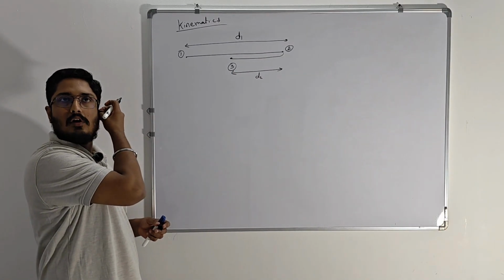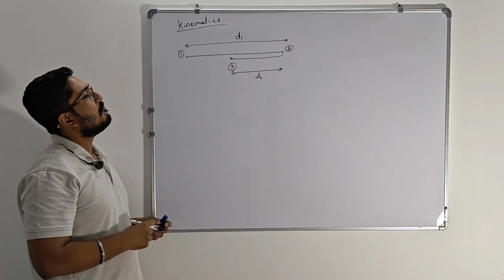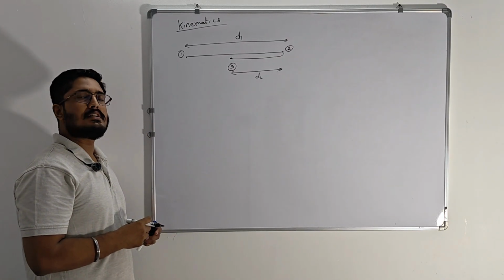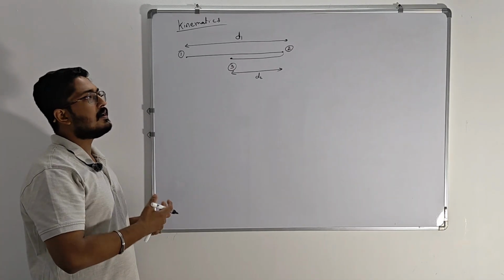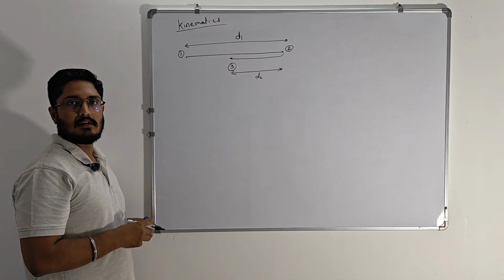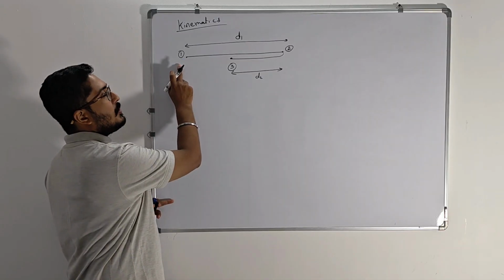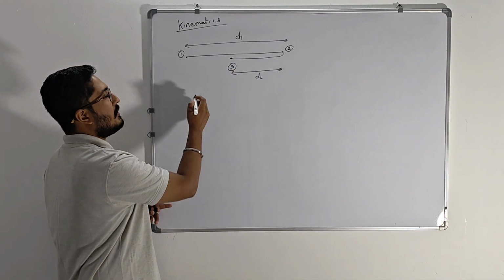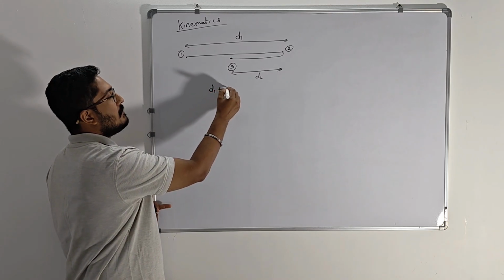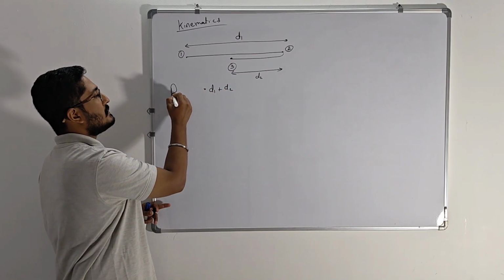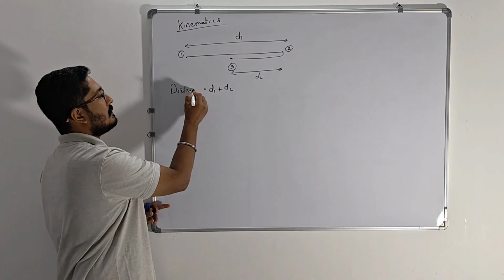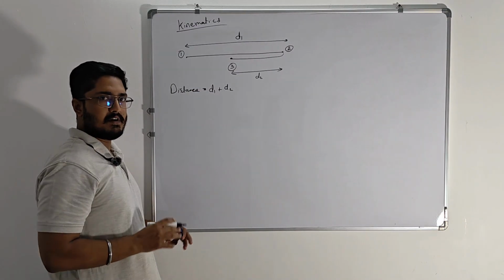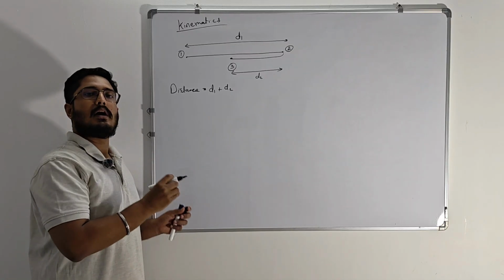Then in an exam, if somebody asks you what is the distance covered by the particle, the distance covered is nothing but the total path length covered by that particle. So when the particle started from point 1 and finally reached point 3, that particle has covered a total length of d1 plus d2. So this would be called the distance covered by the particle. This is the total distance. Very simple. It's basically the total path length.